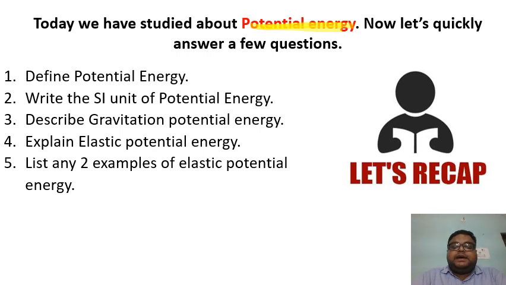So energy possessed by the virtue of its position is called as what? Potential energy. Which type of potential energy? Gravitation potential energy. And the energy possessed by any object by the virtue of its configuration is called as the elastic potential energy. Right, students? So now, what are the two examples of elastic potential energy? Yes, students. So first one can be the rubber band, and the second one can be what? The second one can be bow and arrow. Understood, students? Right.